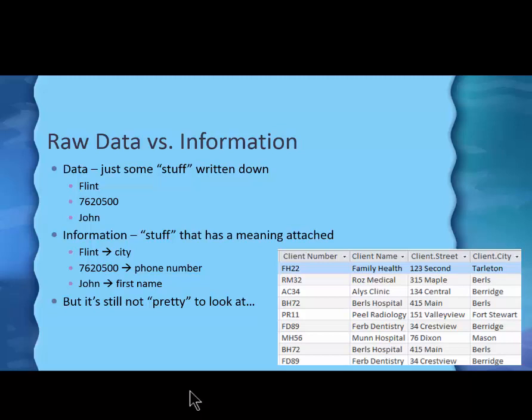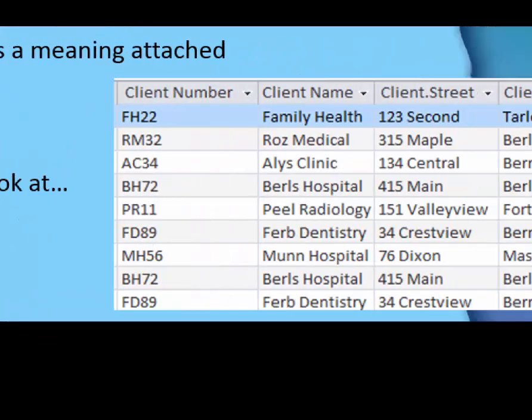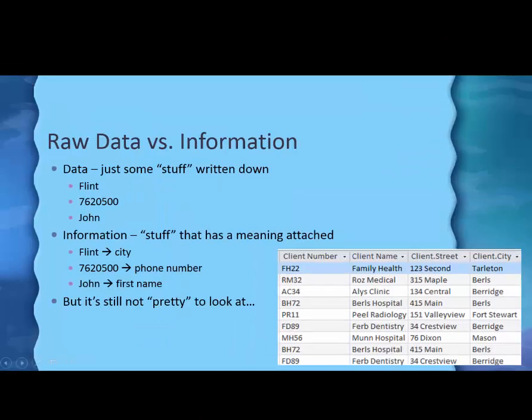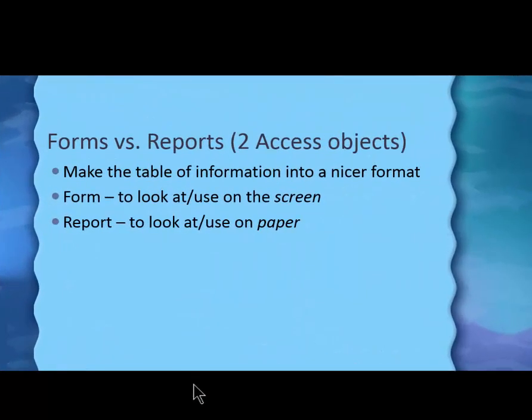Well, let me show you here. Here's some information. We have a client number and a client name and a street, but it's not very pretty to look at. So what we'll learn now is ways to make it prettier to look at. 2 of the objects that Access offers, they're called objects, don't worry about it, are called forms and reports. They help you have a better format, a nicer format to your information, your data.